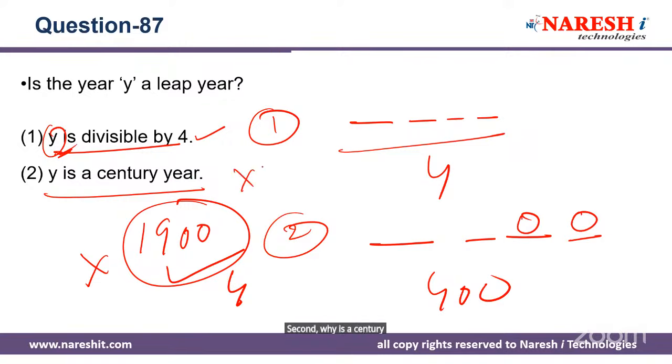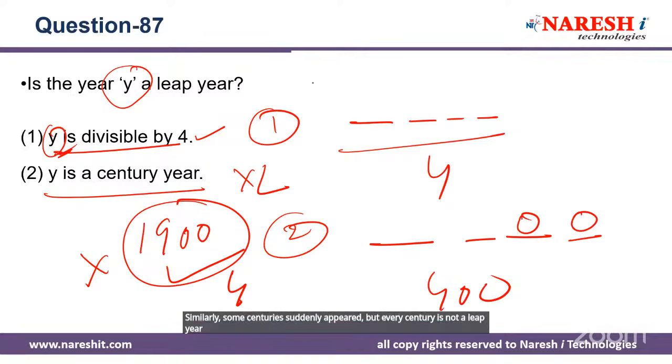Second, y is a century. Every century cannot be a leap year. This answer completely depends on the value of y, because there are some values of y which are divisible by 4, but every number divisible by 4 is not a leap year. Similarly, some centuries are leap years, but every century is not a leap year. So I cannot conclude from the statements. Data insufficient. Option E.